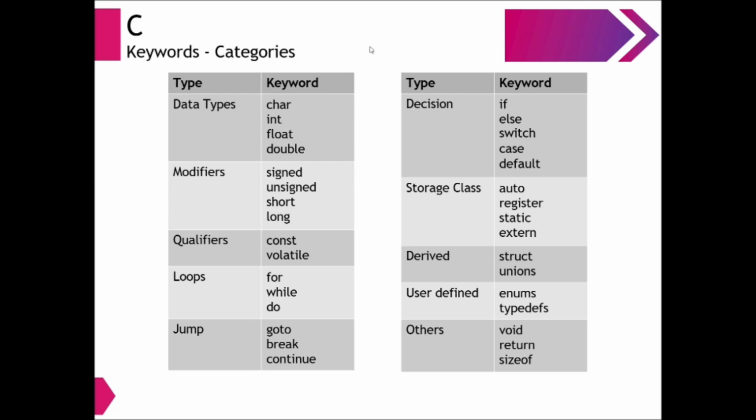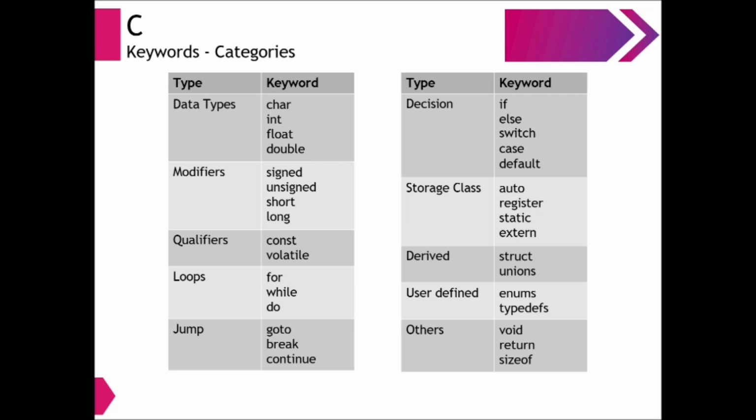Next we see the following characteristics and also the key categories. Let's see the data types. The keywords are char, int, float, double, and also the modifiers: signed, unsigned, short, long. Signed means only used for the plus operator. Unsigned can be used for both the plus and subtraction operators. And also the qualifiers, that is const and volatile, and also loops like for, while, do, and the jumps like goto, break, and continue statements.